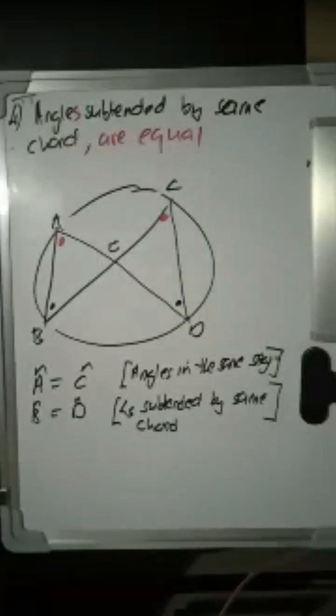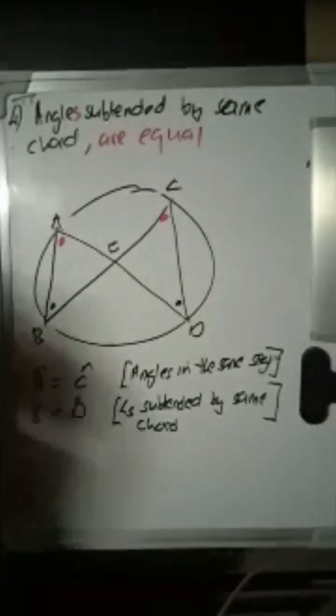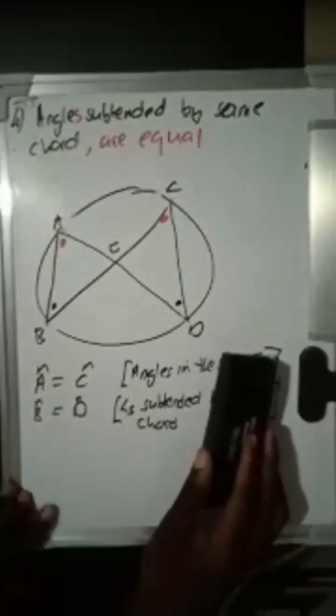Okay, then another one, guys, that we can actually get from there is not from this one. This one is now a bit independent, right? It's the one that talks about, okay, it's actually coming from there. It says equal chords subtend equal angles.